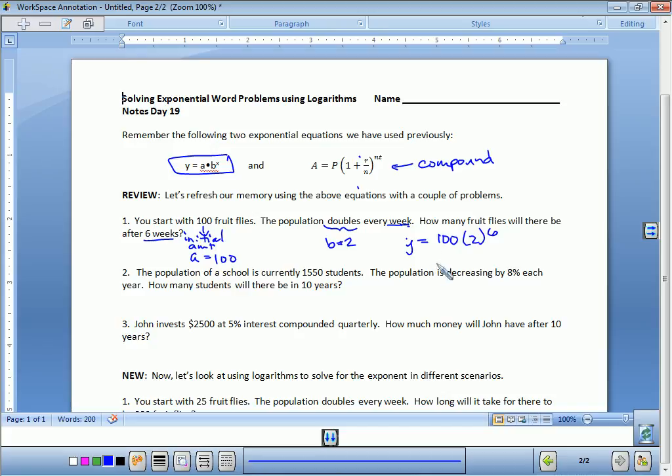And so our total population after 6 weeks would be 6,400 little fruit flies.